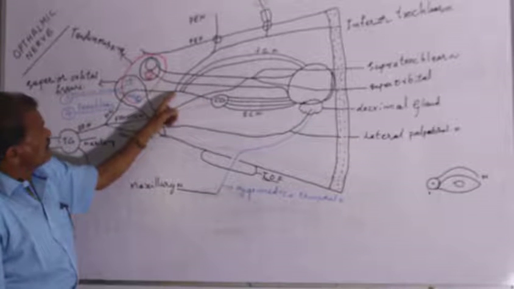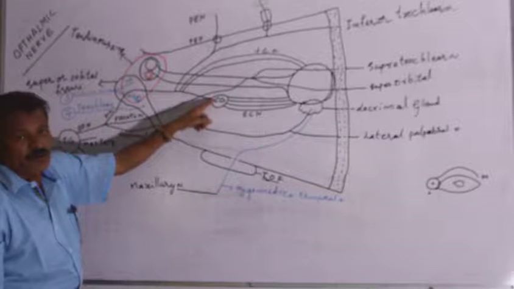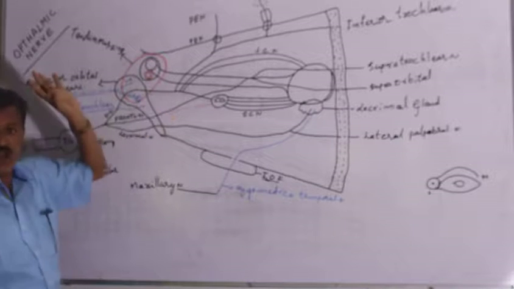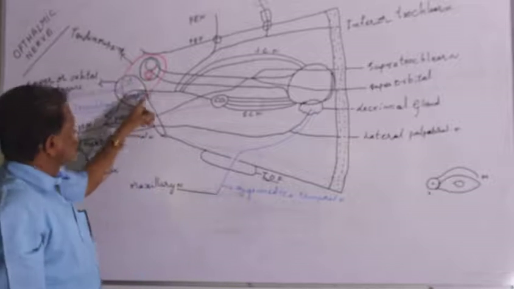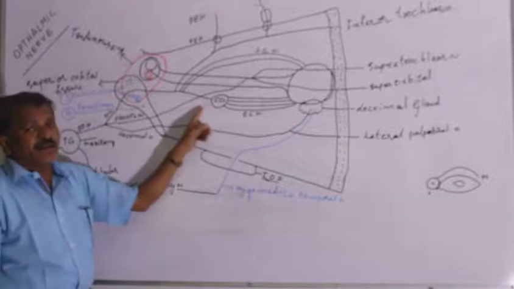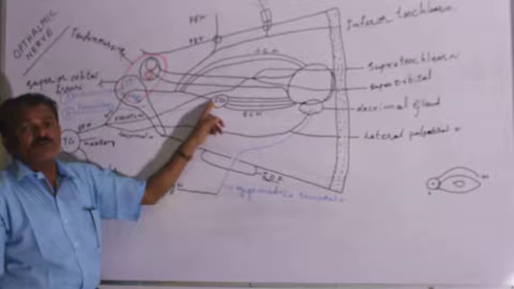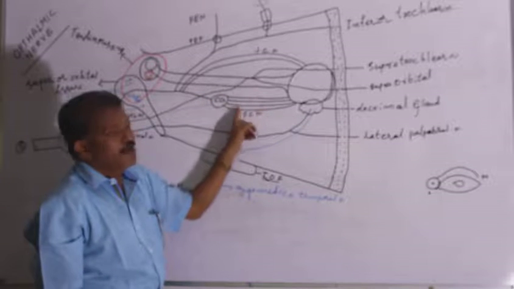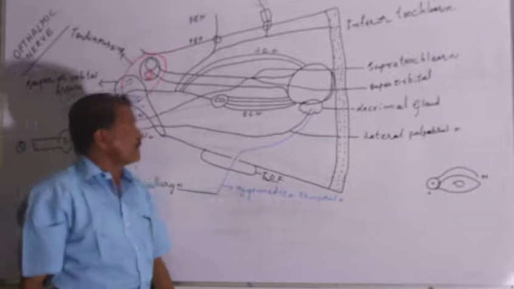In the nasociliary nerve, this sensory root enters the ciliary ganglion, accompanied by the parasympathetic fibers coming from the Edinger-Westphal nucleus. Along with that, the sympathetic plexus around the internal carotid artery also enters the ciliary ganglion. They come out as the short ciliary nerve, which enters into the eyeball and supplies the eyeball.